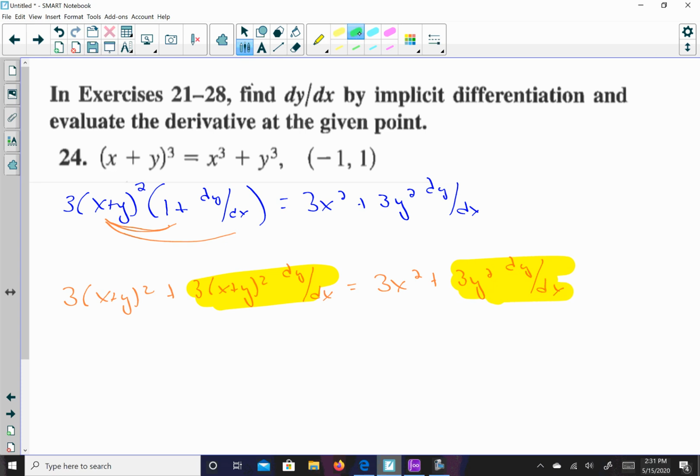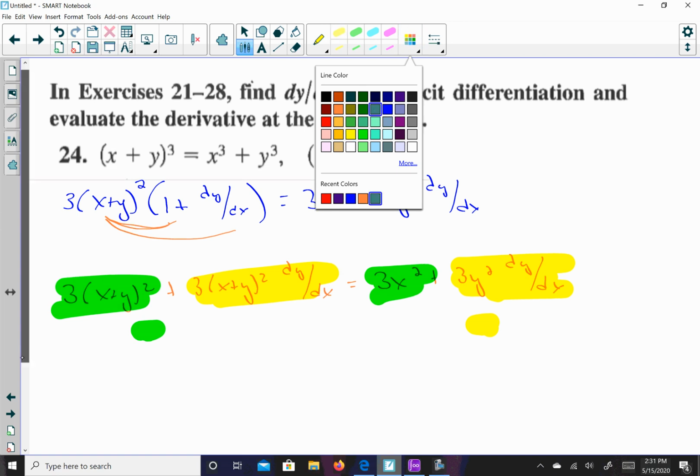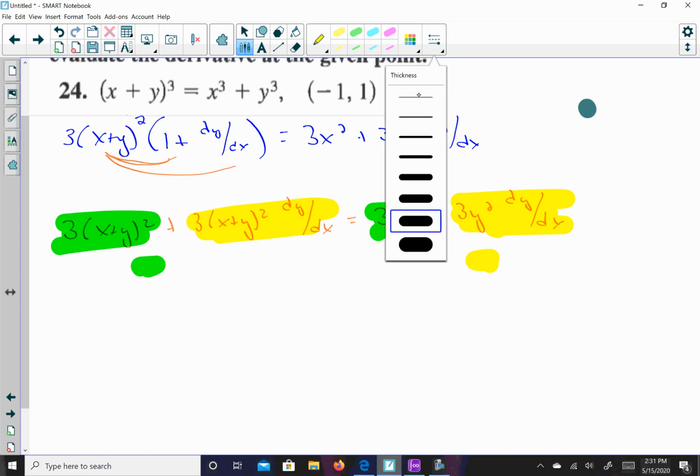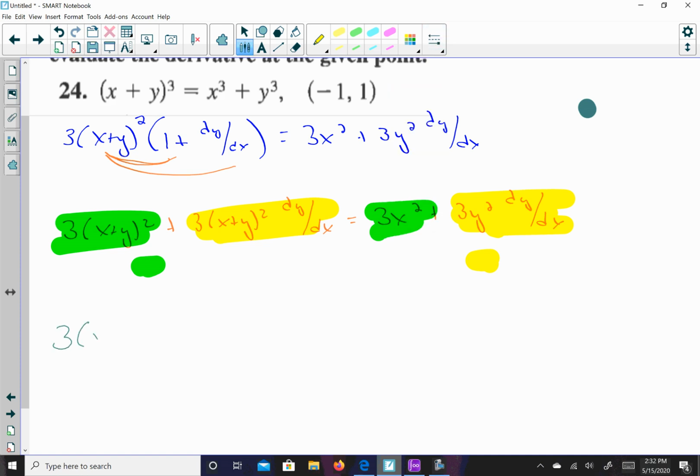The things that do not have the dy dx are this term here and this term here. So I'm going to bring all the green stuff here, all the yellow stuff over here, and that's just the way I'm going to do it. So here I'm going to subtract that 3x squared from both sides. So this will be 3 times the quantity of x plus y squared minus 3x squared is equal to, and now this 3y squared will be positive because it's staying on the same side, and I'm subtracting this 3 times the quantity of x plus y squared, and both of these are going to be multiplied by that dy dx.